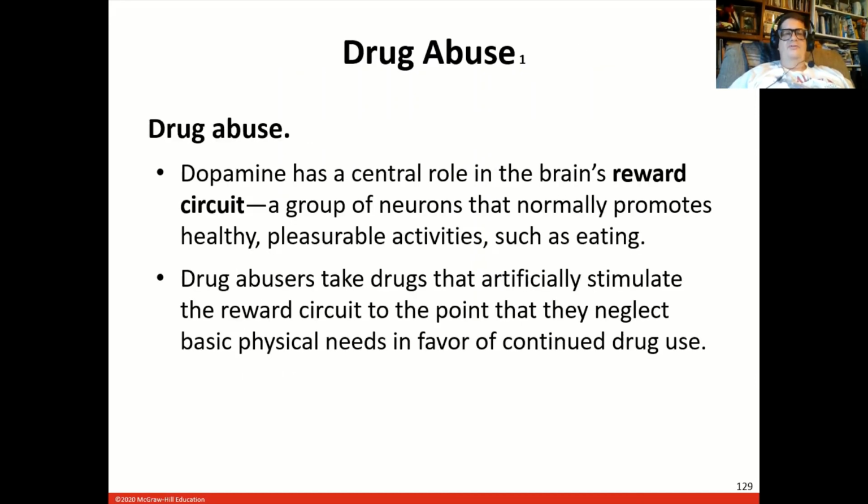Dopamine is part of the brain's reward circuit. If you activate the reward circuit, it makes you feel super good, like pleasurable activity such as eating. Drug users can take opioids to the point that they stop taking care of their physical needs. You don't eat, you don't bathe, you do this kind of thing in favor of continued drug use. You can continue to feel wonderful, like you're doing an awesome thing.